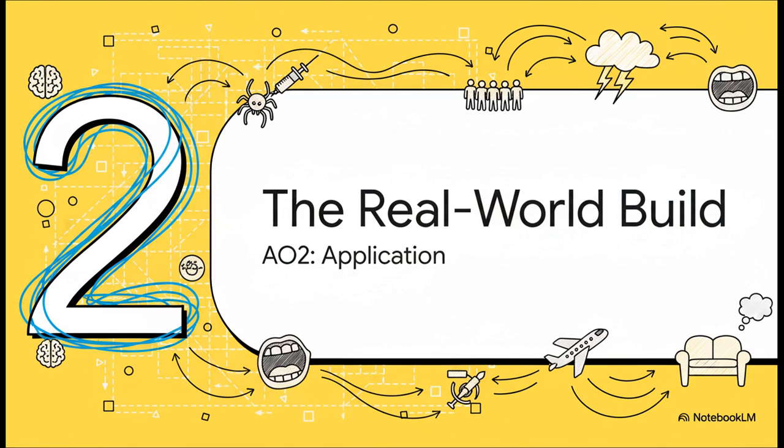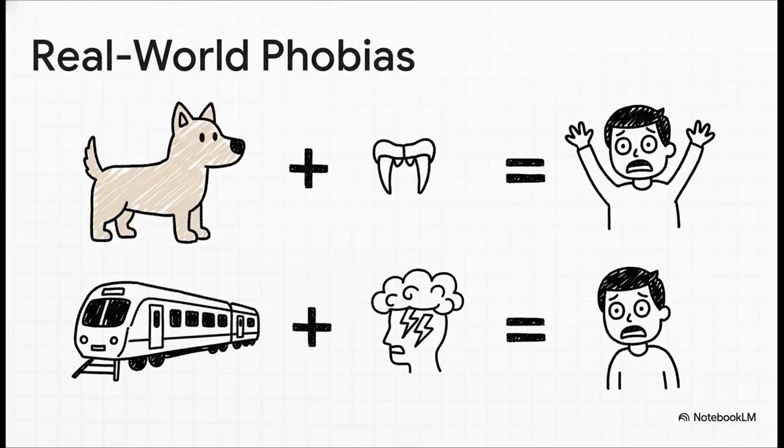Now let's see how it actually applies to the real world, to real phobias and how we can treat them. You can see this model playing out all the time. For someone with a dog phobia, a dog, which was once a neutral stimulus, gets paired with the trauma of being bitten. For a fear of public transport, a train carriage gets paired with the sheer terror of a panic attack. In both cases, a phobia is born through that process of classical conditioning.